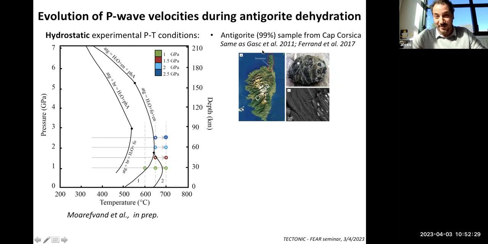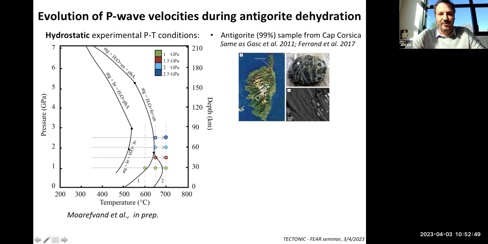So it's been more than 10 years, actually, but we're working on the same block of antigorite. The nice thing is that these samples are very small, so we can make a hell of a lot of them from a very small block. Okay, and what she did is she took this antigorite under this PT condition here.